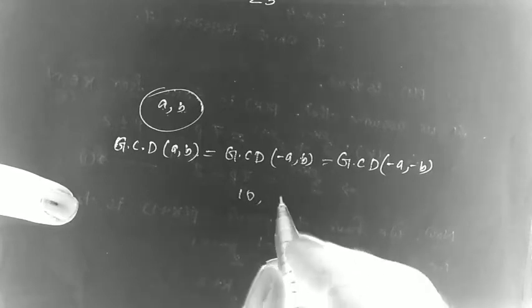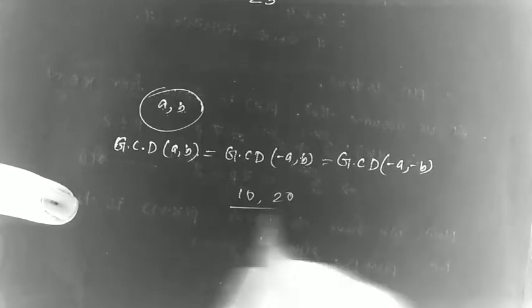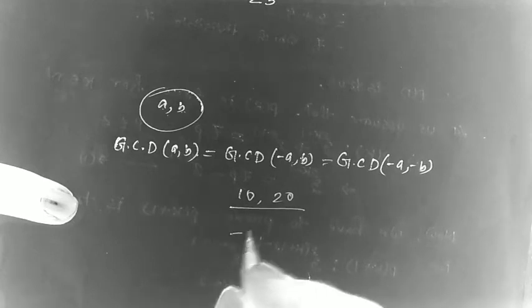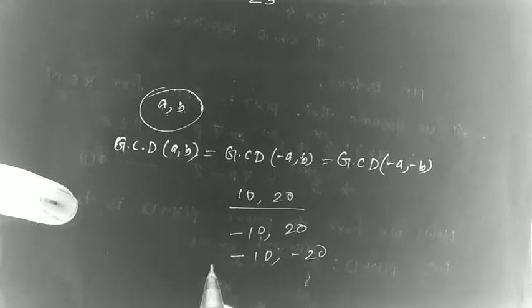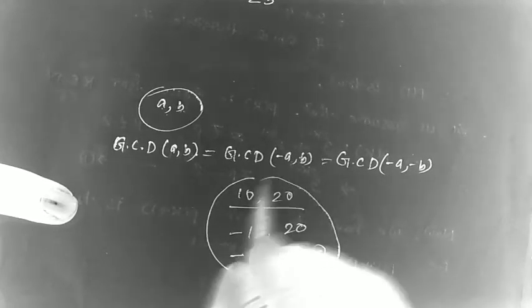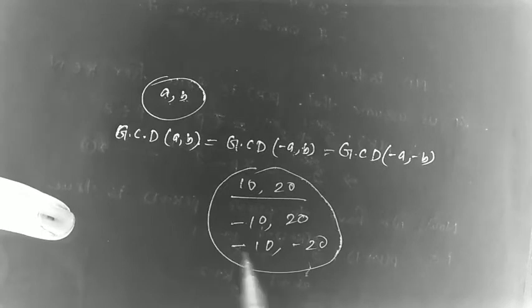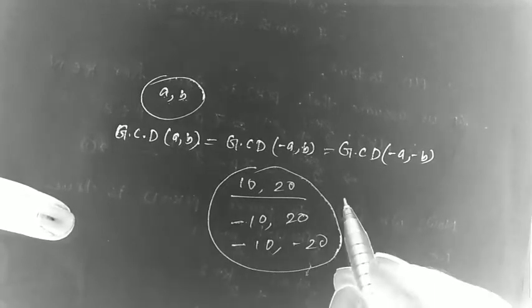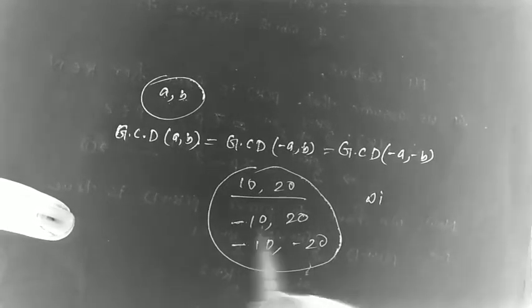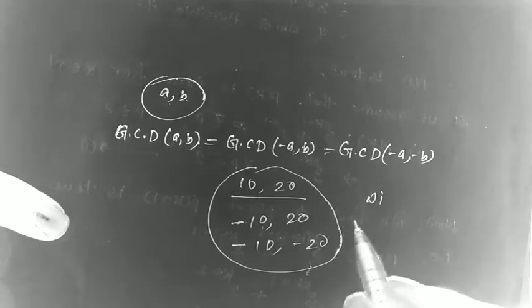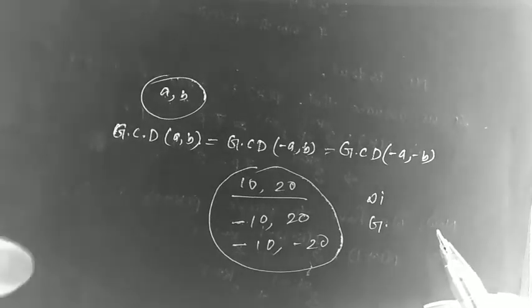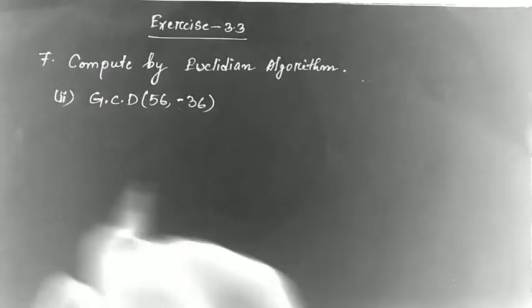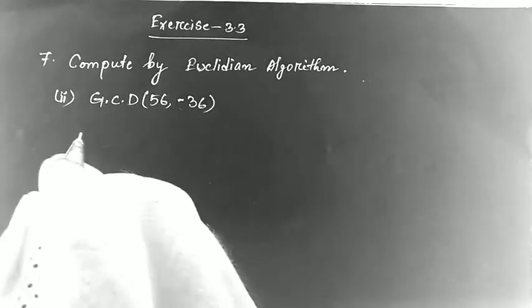Suppose 10 and 20 are two integers, then GCD of 10 and 20 will be equal to GCD of minus 10 and 20, or GCD of minus 10 and minus 20. If the numerical value is the same but the signs are different, then their GCD will be the same. The negative sign doesn't matter because GCD is always considered a positive number. So let's do it. First of all we will neglect the negative signs.